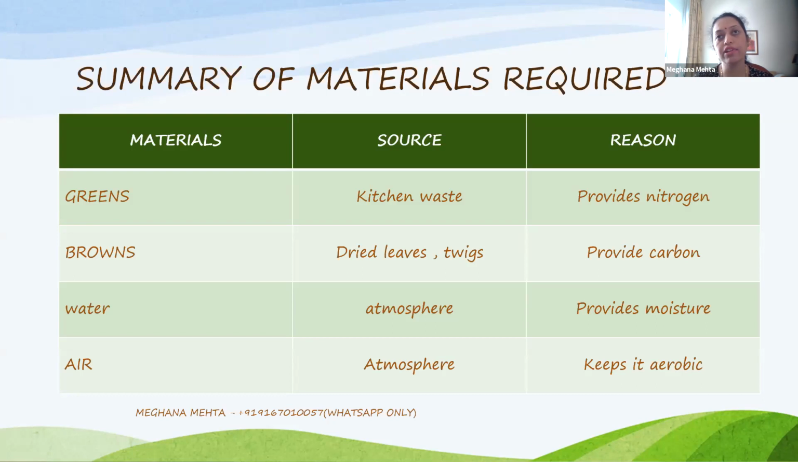Now the compost that we'll make will be in a container which will have holes in it. Now the function of these holes is for air circulation. Composting will be done by microbes, the microscopic organisms that are present in the greens and the browns, which help in decomposing the material. Now the air will keep this aerobic.